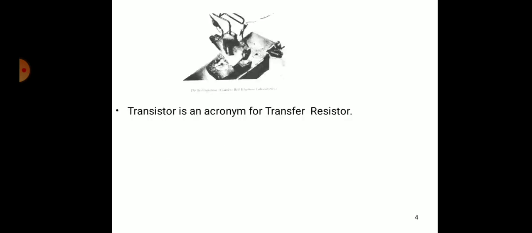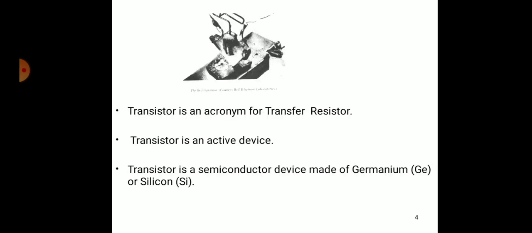So what is the transistor form? You can see, transistor is an acronym for transfer resistor. So what does transistor actually mean? Transferring the resistance. The transistor has three terminals. In the three terminals, one terminal may be taken as a common terminal. The first one and the common terminal are used as an input. The common terminal and the other terminal are used as an output. The signal is transferred from the input side to the output side.